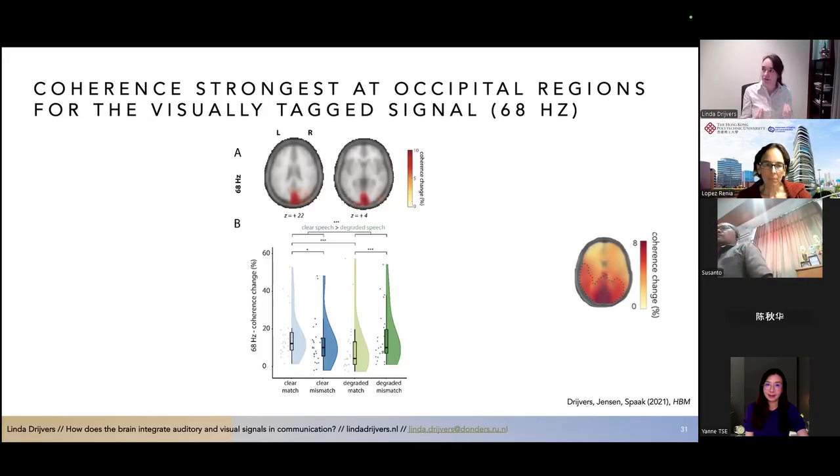But RIFT is a measure of attention as well. And in clear speech, you can just keep your focus on the middle of the screen. But in degraded speech, you will look more at the face as well to get some more information there, which is also confirmed by our eye tracking results.